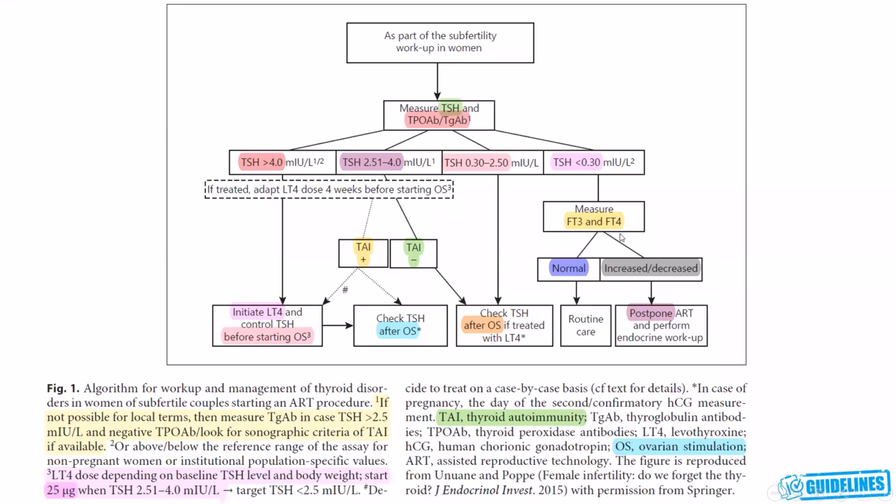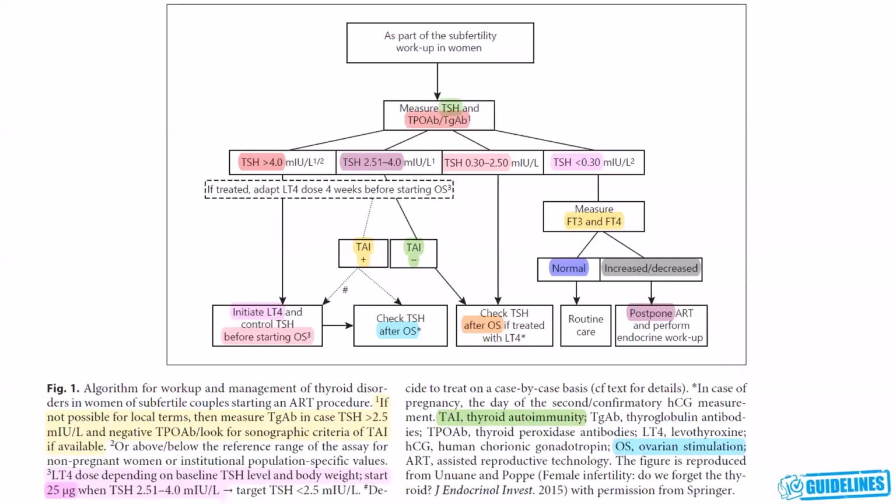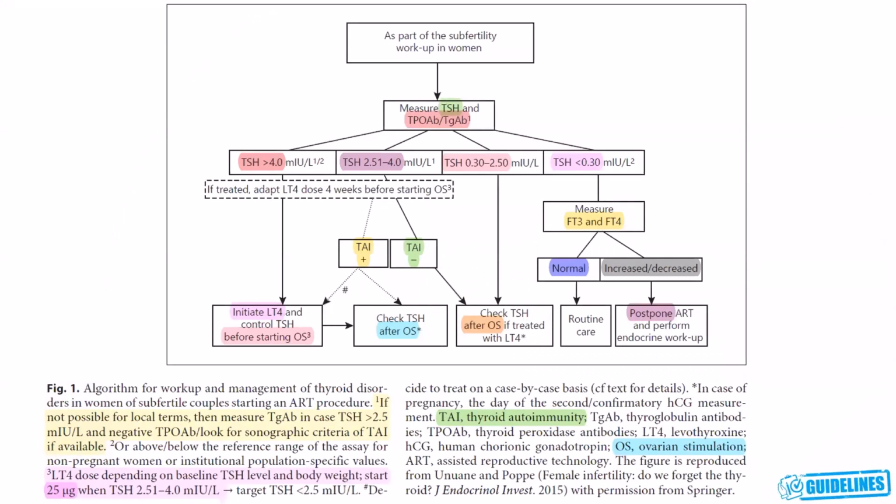But if free T3 and free T4 are increased or decreased, in this situation, this is a case of central hypothyroidism or overt hyperthyroidism, and in this situation, I will postpone ERT and perform endocrine workup, a full assessment of thyroid status. So this is overt hyperthyroidism, and I should postpone ERT. What about if TSH is normal, between 0.3 and 2.5? In this situation, I will check TSH only after ovarian stimulation if treated by levothyroxine. But if not treated by levothyroxine, no need to check TSH.